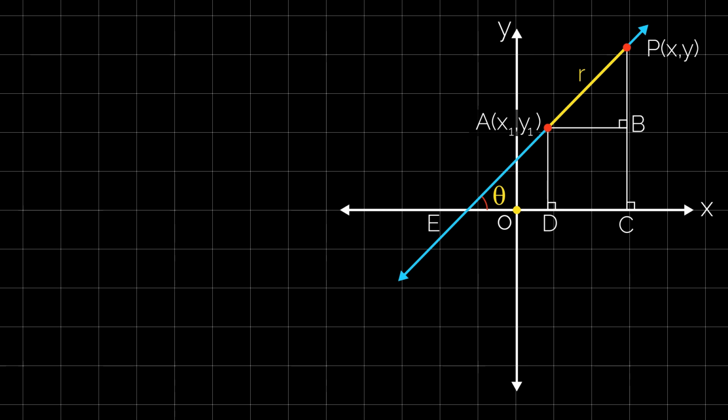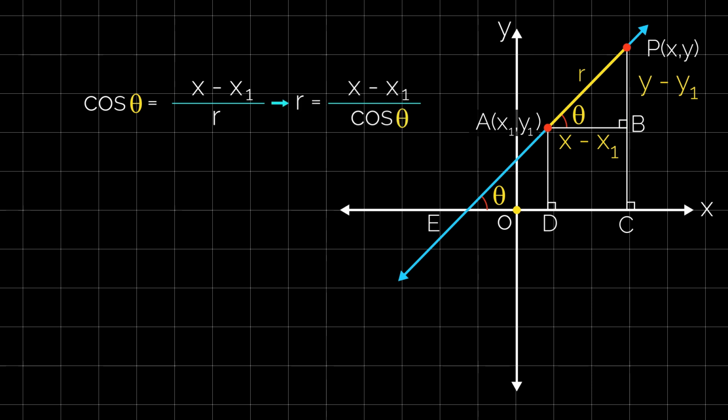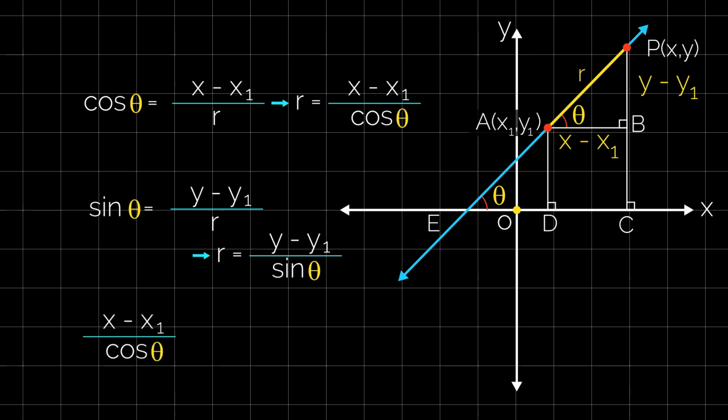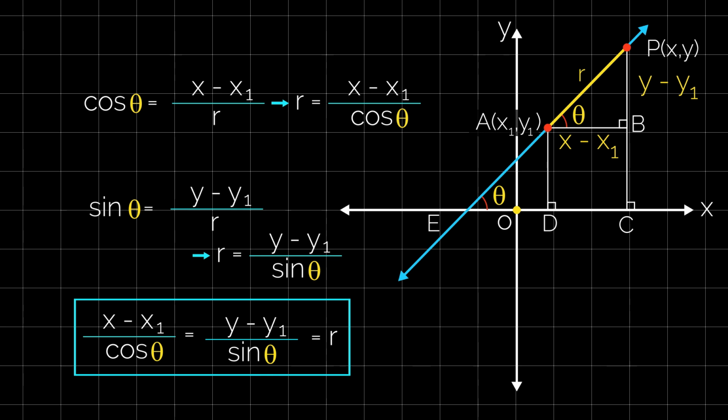Now we have AP equals r and angle PEX equals angle PAB. Now in triangle PAB we have cos theta equals (x minus x1) by r, so r equals (x minus x1) by cos theta, and sin theta equals (y minus y1) by r, so r equals (y minus y1) by sin theta. From both equations we have (x minus x1) by cos theta equals (y minus y1) by sin theta equals r. Hence this is the required equation of a line in distance form.